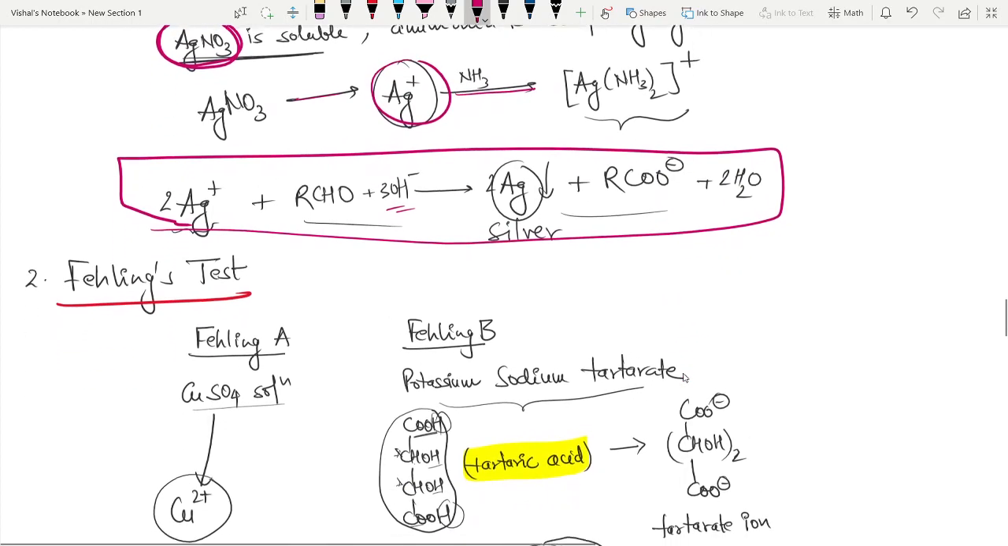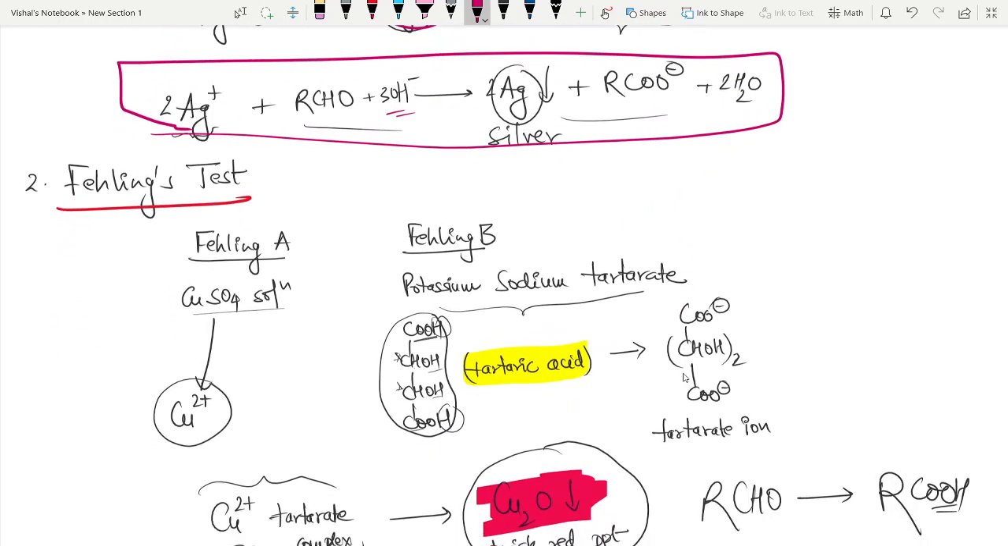Then we have Fehling's test. In Fehling's test, we have a Fehling A solution, which is a copper sulfate solution, which generates the copper 2+ ion. And then we have potassium sodium tartrate. Potassium sodium tartrate contains these tartrate ions. So this is your tartaric acid, as you can see. It has a COOH group on both ends, and then two OH groups on the carbons in the middle. So there are four carbons here.